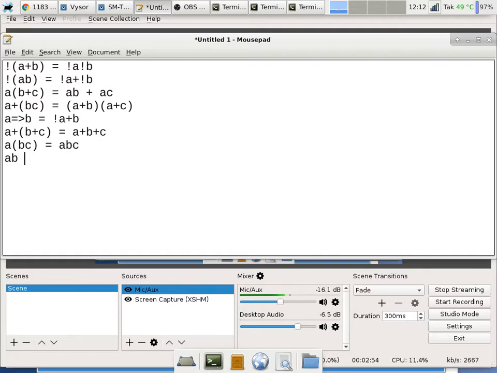And then you have the usual commutative law. A plus B is the same thing as B plus A. And then you have the unusual ones, like 1 plus A is 1. And then 1 times A is A. 0 times A is 0. Now, these you can probably get from the truth table.